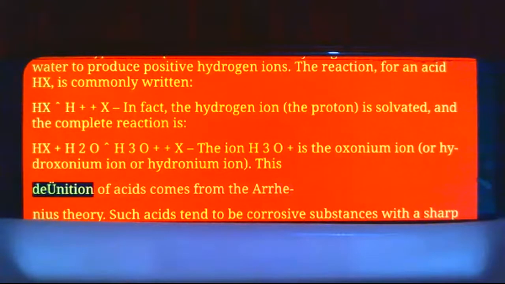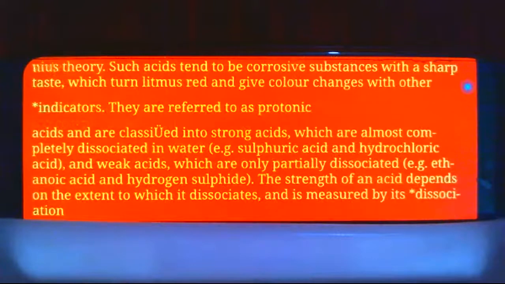This definition of acids comes from the Arrhenius theory. Such acids tend to be corrosive substances with a sharp taste, which turn litmus red and give color changes with other indicators. They are referred to as protonic acids and are classified into strong acids, which are almost completely dissociated in water, e.g. sulfuric acid and hydrochloric acid, and weak acids, which are only partially dissociated, e.g. ethanoic acid and hydrogen sulfide.